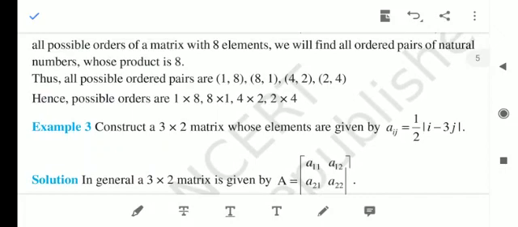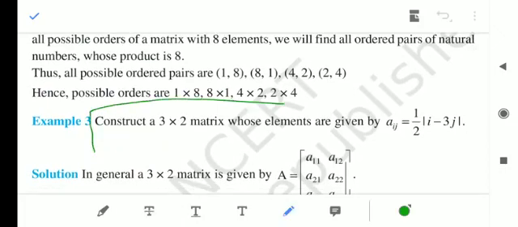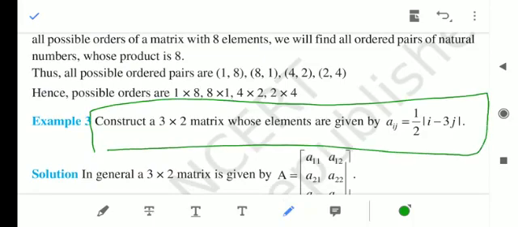Now look at this question. Construct a 3 by 2 matrix whose elements are given by Aij equal to 1 by 2 modulus of (i minus 3j). Can you suggest what is the order of this matrix? The order of this matrix is 3 by 2. It contains how many elements? 6 elements. How many rows? 3 rows. And how many columns? 2 columns. So in total we have 6 elements in 3 rows and 2 columns.